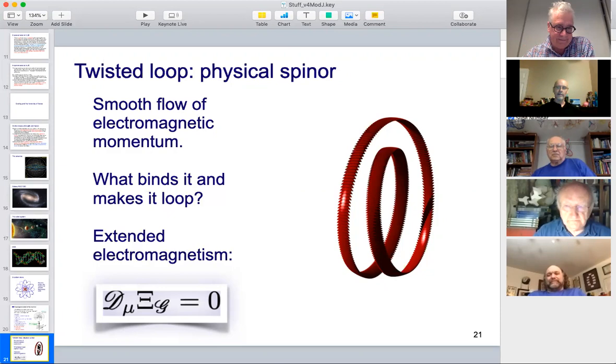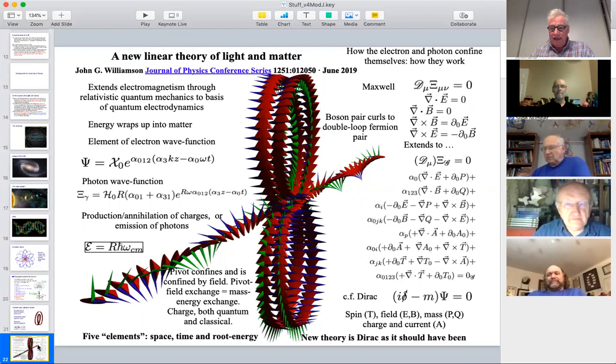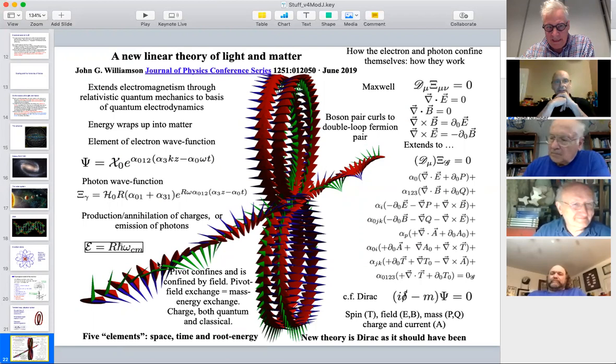So, and here it is, this is the new theory on a slide. So in the new theory, here's the process that we talked about at the beginning: two photons coming in, or an electron-positron pair in this configuration.